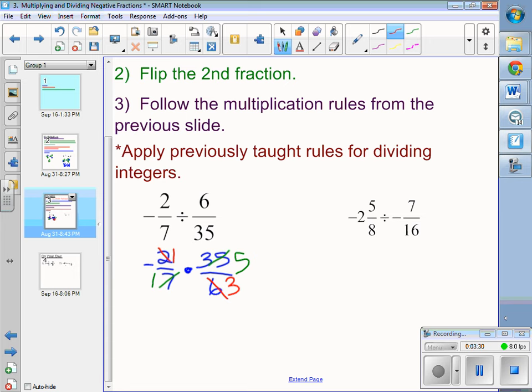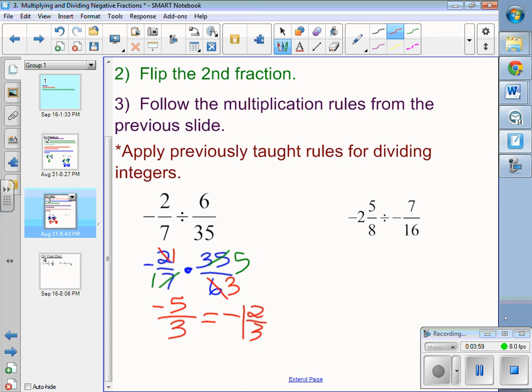Negative 1 times 5 is negative 5. 1 times 3 is 3. So now I just make this into a mixed number. How many 3's are in 5? 1 with 2 left over. And we keep our denominator the same, but it was negative. Okay? All right, our next problem.